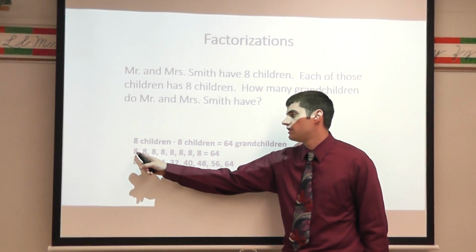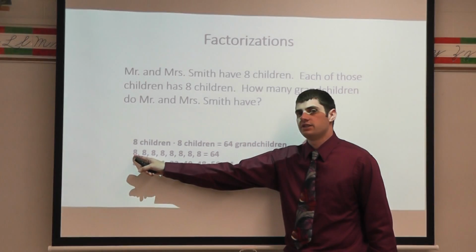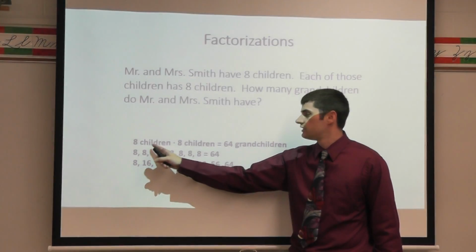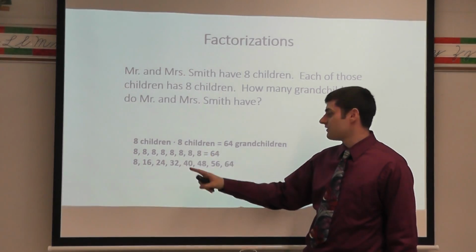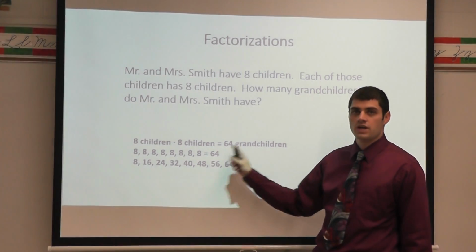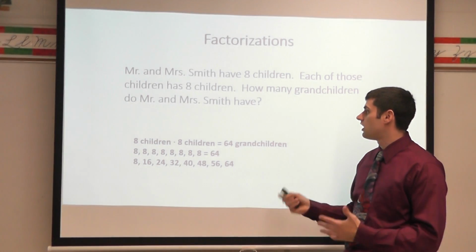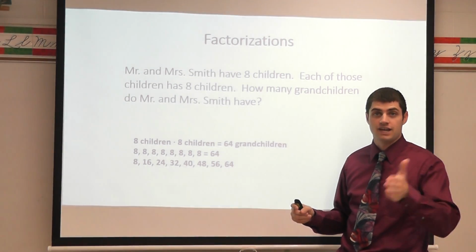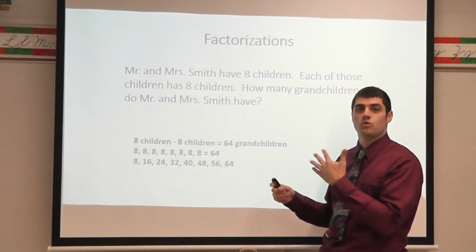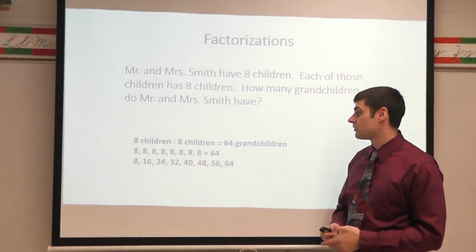You could have also done one child had 8 kids, another child had another 8 kids, third child had 8 kids, fourth child had 8 kids, fifth had 8 kids, sixth had 8 kids, seventh had 8 kids, and the 8th had 8 kids, for 64 total grandchildren for Mr. and Mrs. Smith. So you could have done 8 multiples of 8, and you still would have got 64 grandchildren.